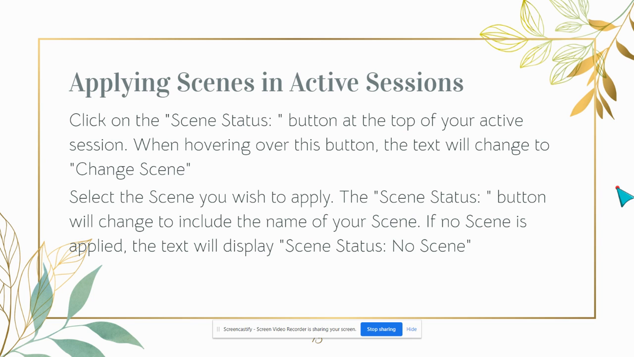You could also apply scenes in an active session. So let's say you don't want to start with the scene right away. You would click on the scene status, which is a button at the top of your active session. And when you hover over this button, the text will change to change scene. Select the scene you wish to apply. The scene status button will change to include the name of your scene. If no scene is applied, the text will display scene status, no scene.